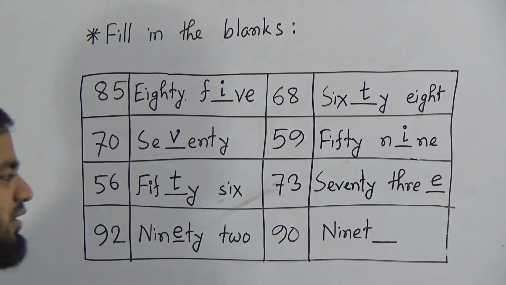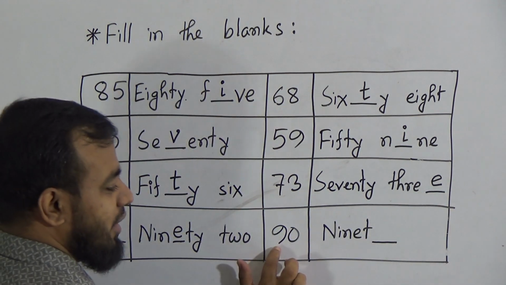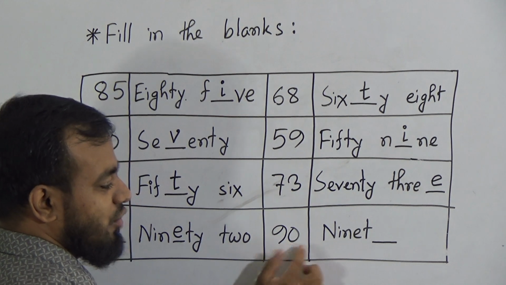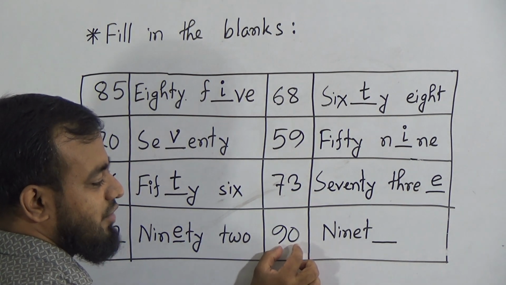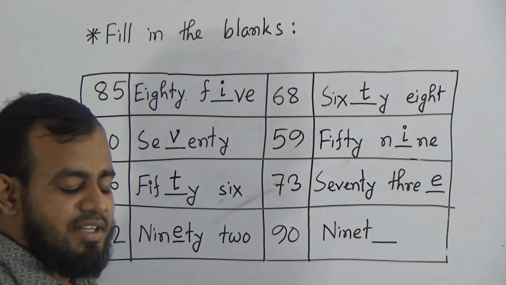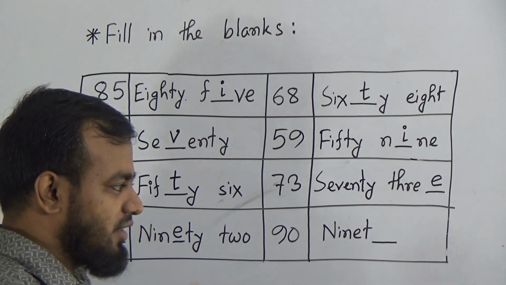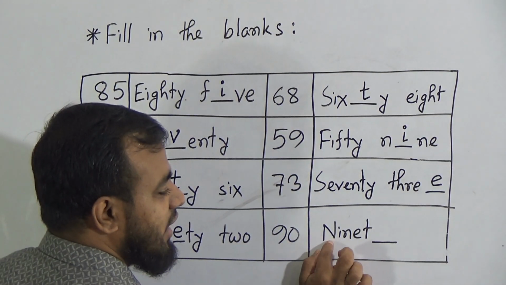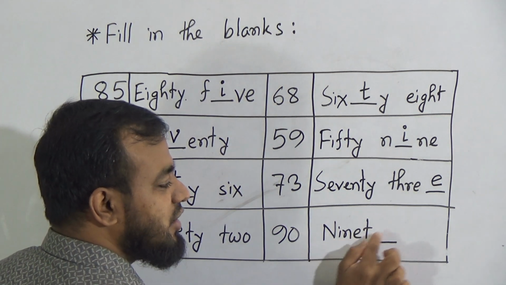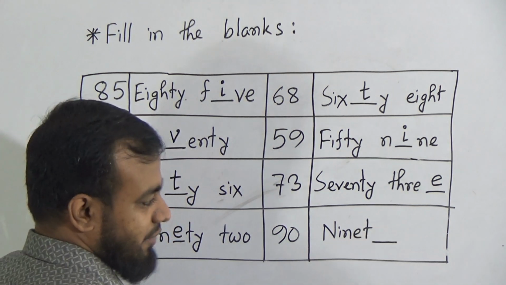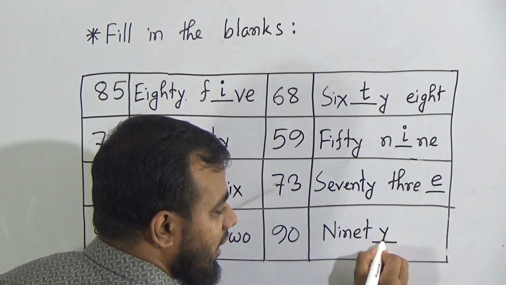Now the last one. The given number is 9 and 0. 9 and 0 makes the number 90. And the spelling of 90 is N-I-N-E, 9, then T-Y, 90. So it is N-I-N-E, T-Y. Y is missing here. We should fill up this blank with the letter Y.